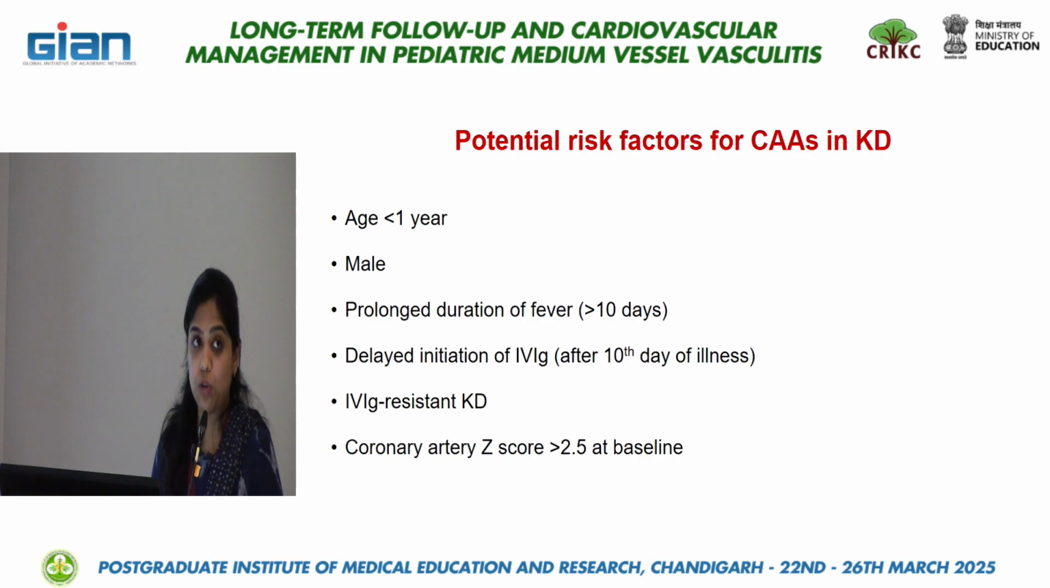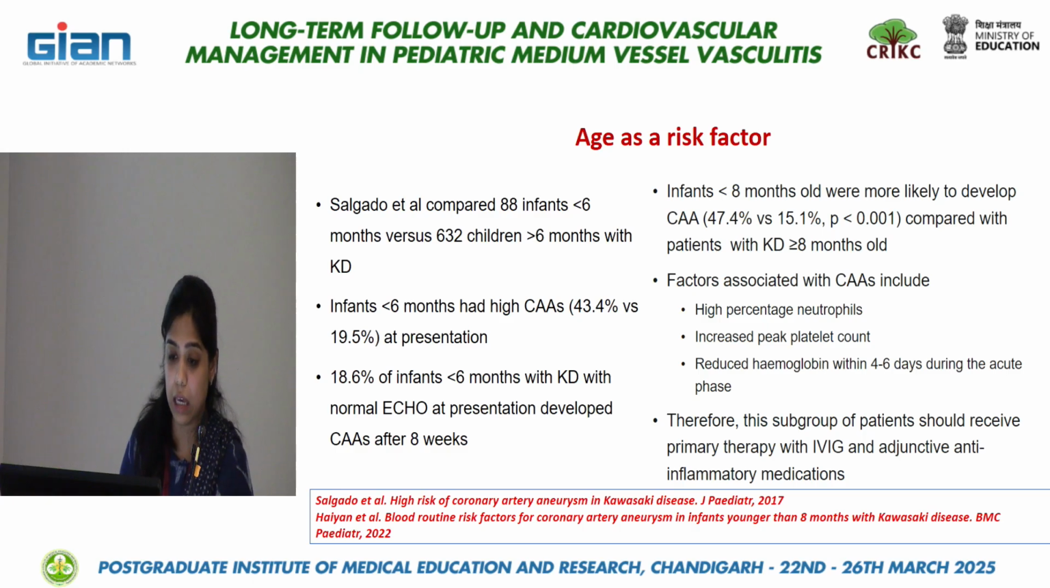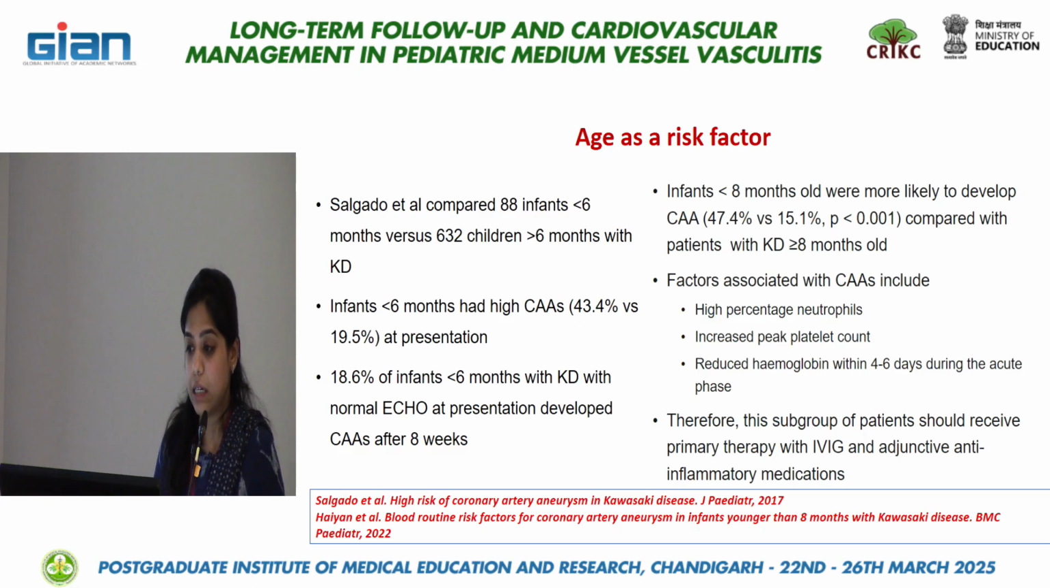I will be talking about a few studies that highlight these risk factors. First, age is a risk factor. We all know both the lesser age group and the older age group are at risk of developing CAA. First, Salgado et al. studied infants less than 6 months, and found the rate of coronary artery aneurysm was as high as 40%. There was one more study by Hayan et al. They studied children less than 8 months of age and found that the aneurysm rates were around 47.4%.